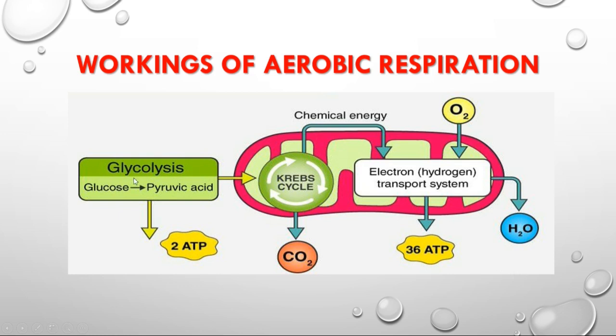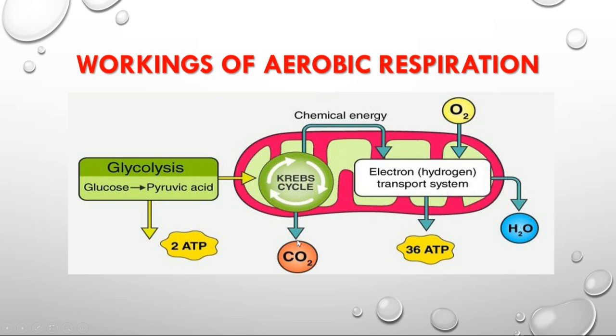Now I am repeating once again what is happening in glycolysis. Glucose is converted into pyruvic acid. Now these 2 ATP are released, and this glycolysis process continues with a cycle called the Krebs cycle, which we will be learning in the higher classes. This concept is not discussed in class 10 biology.